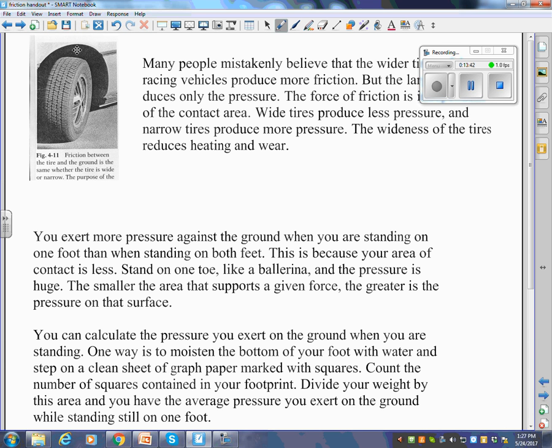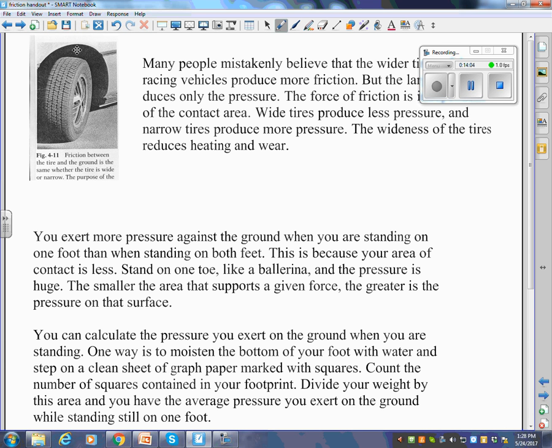You can calculate the pressure you exert on the ground when you're standing. One way is to moisten the bottom of your foot with water and step on a clean sheet of paper marked with squares. Count the number of squares containing your footprint, divide your weight by this area, and you have the average pressure you exert on the ground while standing still on one foot. How will this pressure compare with the pressure when you stand on two feet? So one foot would be twice as much pressure, right?